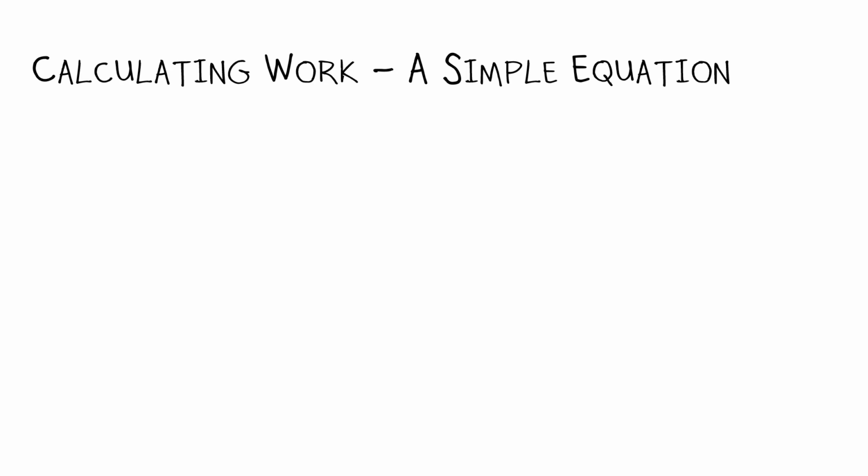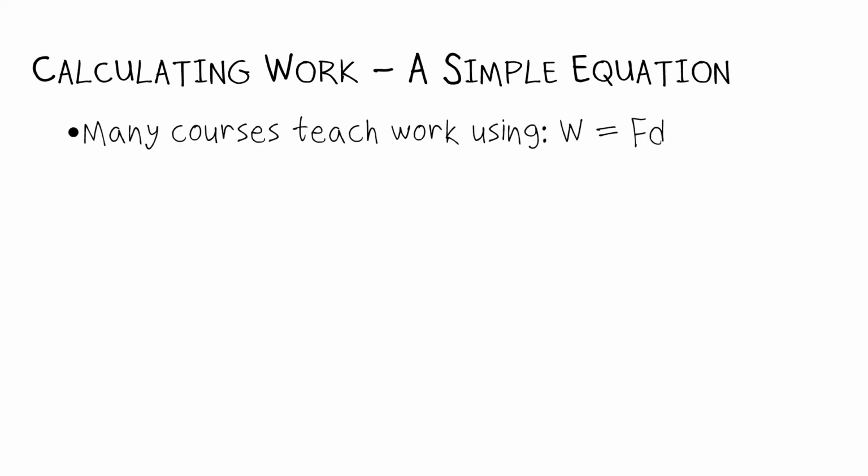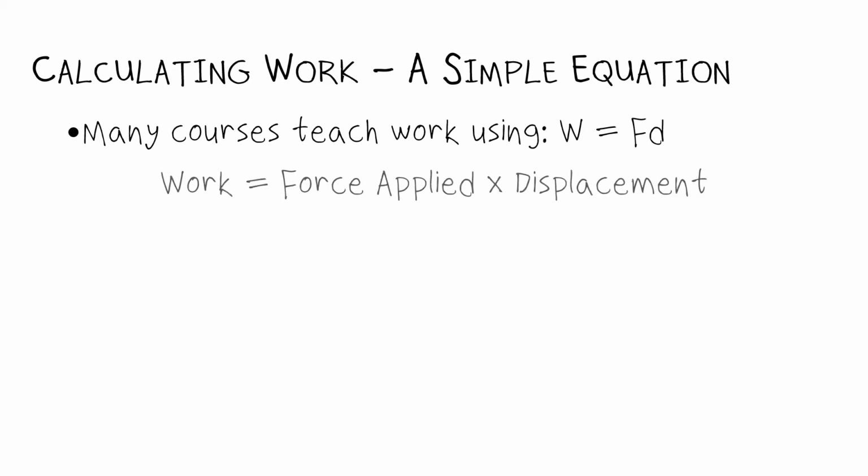And at this point in your physics course, there's probably 2 different ways that your course could go in terms of what equation they're going to introduce. There's what I call the simple equation. The simple equation is just work equals force times displacement. It really often is just force times distance. How much force do you exert and how far does the object move?